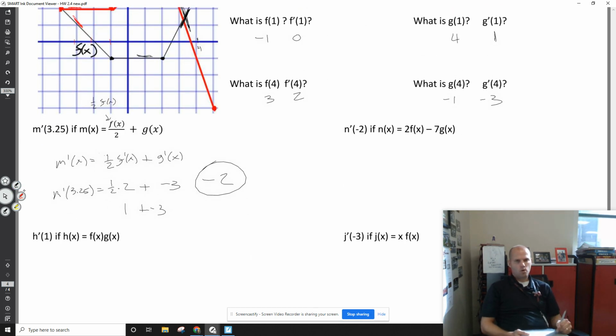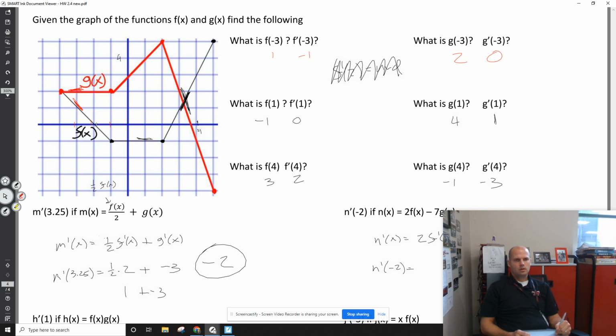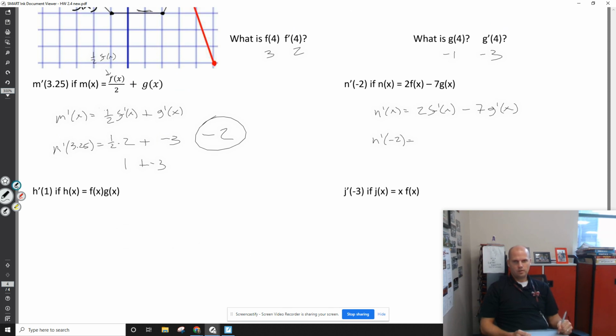Okay. More constants. Don't freak out. Figure it out. Leave the constant. Don't use the product rule. Constants are easy to deal with. F prime is -1, G prime is 0. So I have 2 times -1 minus 7 times 0, which is -2.